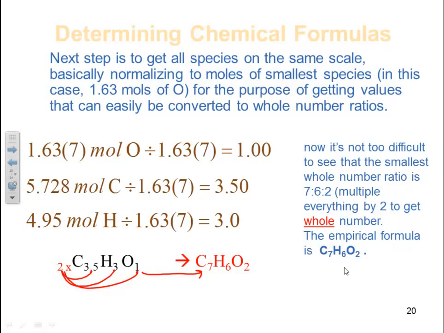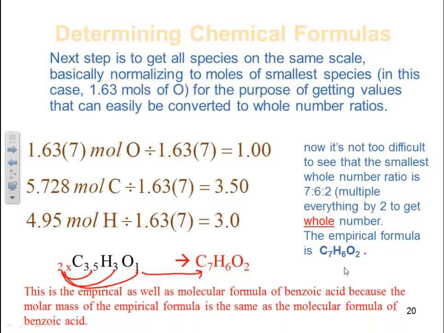So the empirical formula is C7H6O2. Now it just so happens for benzoic acid, the empirical formula and the molecular formula are the same, because the molar mass of my empirical formula and the molar mass of my molecular formula are exactly the same value. Now what happens if that's not the case? We have to look at an example of that.